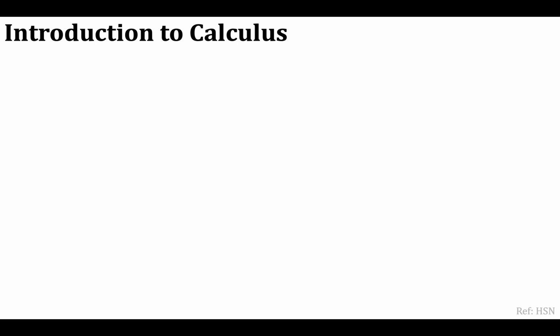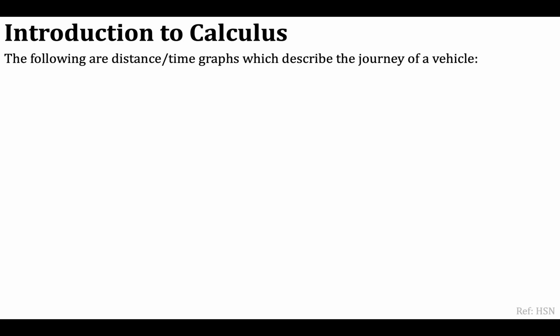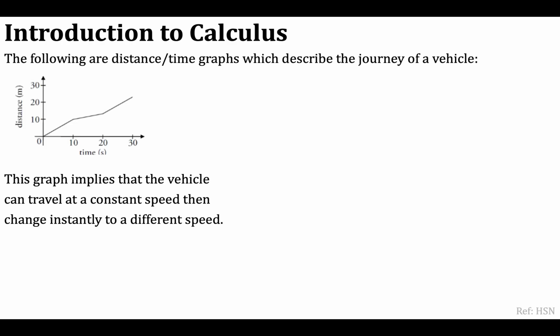Now, speaking about a rate of increase or decrease, I suppose something that's closest to home for us is thinking about speed and acceleration. So we'll have a look at a specific example here involving speed. The following are distance time graphs which describe the journey of a vehicle. Now, you can see from this graph here, it's made up of three straight lines. So we've got one here, next one going along, and next one going up.